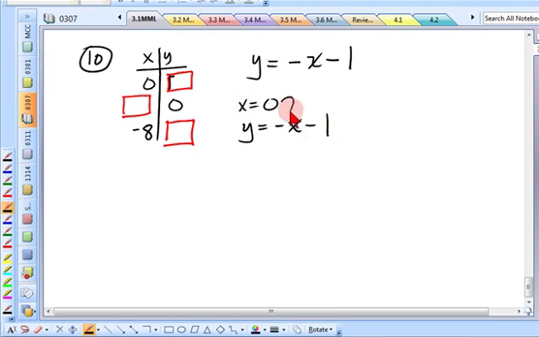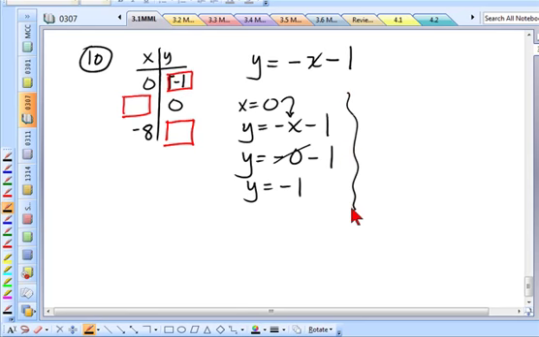You're going to plug in 0 in the place of x. Y is equal to opposite of 0 minus 1. But the opposite of 0 is 0, so that term really is gone. Y is -1. When x is 0, its partner is y equals -1.